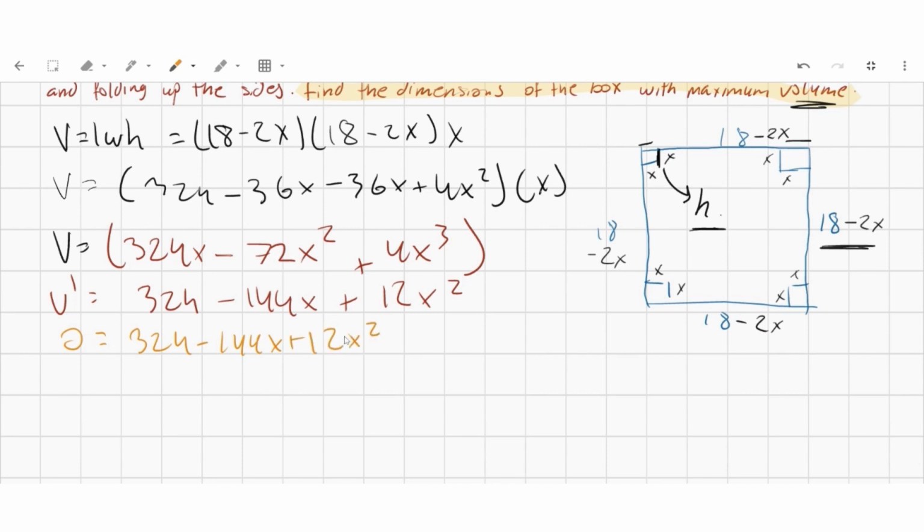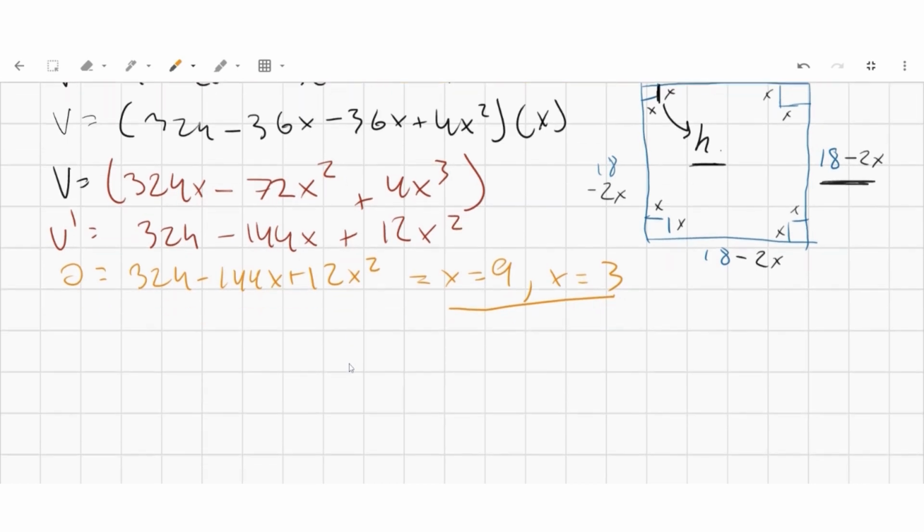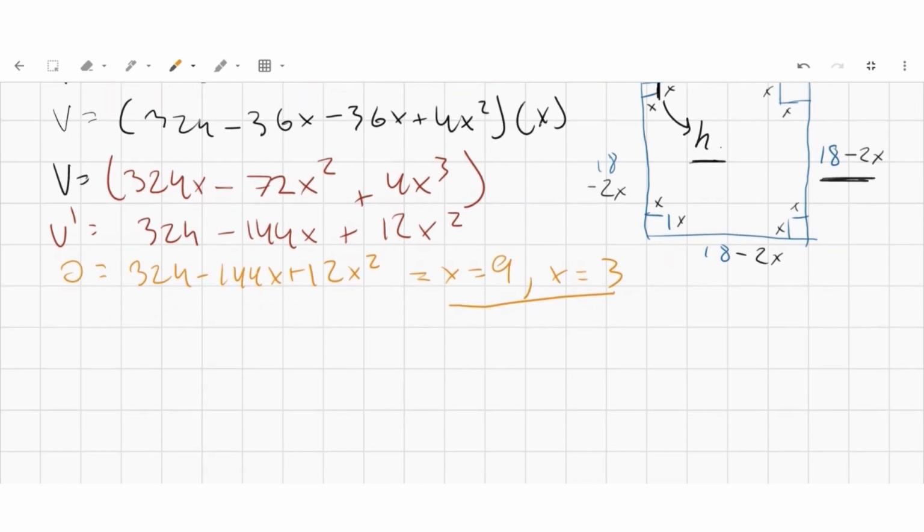And you can just plug this equation into a calculator, and you're going to be getting x is equal to 9 and x is equal to 3. So you have two x values. And when you have two x values, you are going to be finding v prime for both and checking which one is a maximum, because there are cases where one is most likely going to be a minimum and the other is going to be a maximum.